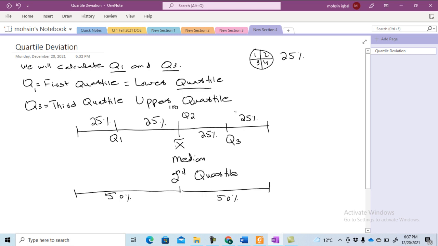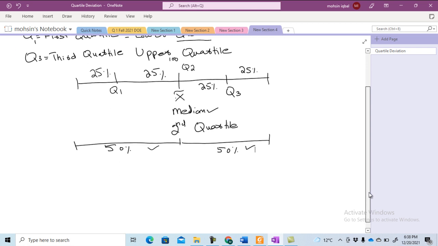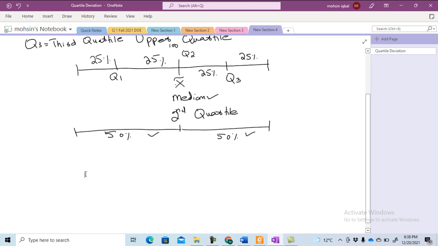Now we will move towards the median. The second quartile is also known as the median. It divides the data into two halves, 50% on one side and 50% on the other side. Now we will move towards the formulas for Q1 and Q3, and then we are going to measure Q1 and Q3.